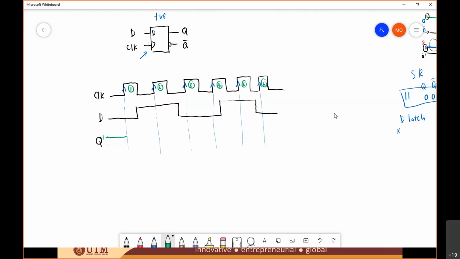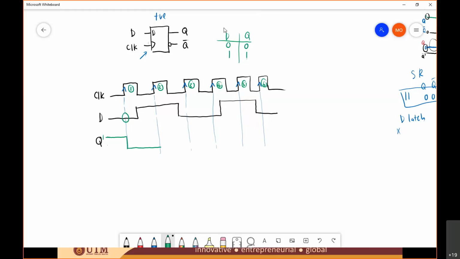Okay, and then bila kat sini, bila the first rising edge, what happen is you need to see what is your input D. So at this moment, you know that this is the truth table of your D flip-flop. Kamu tahu, bila D kosong, output kosong, D1, output 1. Since the input D here is 0, so automatically Q jadi kosong, daripada sini sampailah the next rising edge.